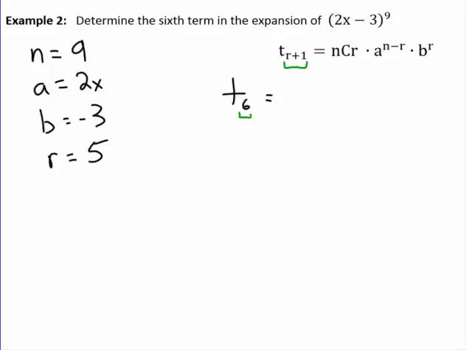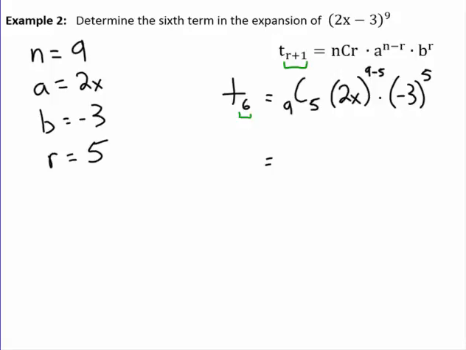Now that we have all that information, just plug it into the formula. N is 9. We want the r to be 5. A in this case is 2x. N minus r, let's just put it in. We'll get 9 minus 5 multiplied by b in this case is negative 3 to the 5. And at this point, we're done with the equation. Now we just have to find each of those numbers.